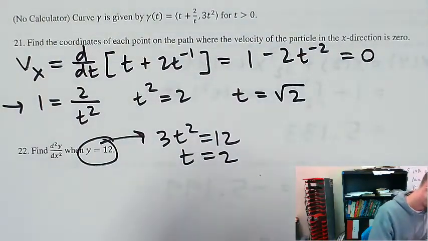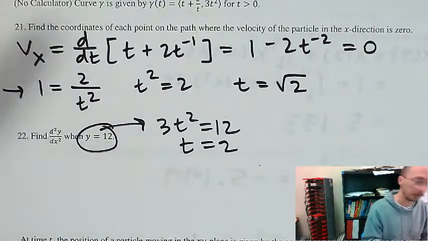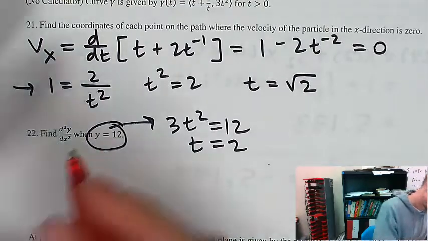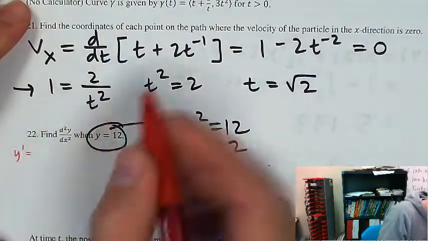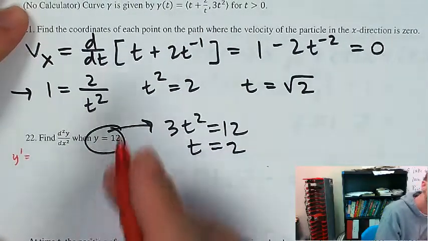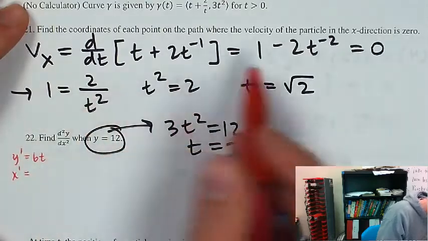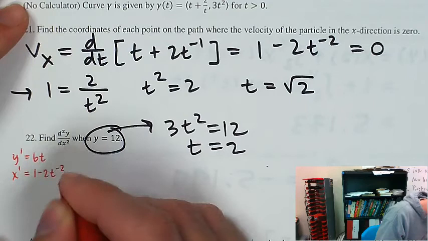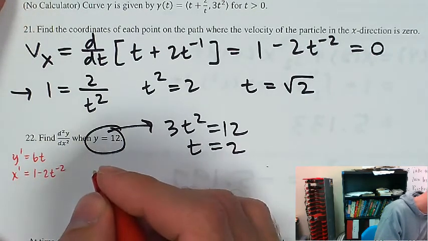Now I need to say, all right, well, dy/dx, I can already tell I'm going to need more room, so I'm going to switch to a thinner pen. So y prime equals 6t. I'm going to take that derivative. x prime, we already took that derivative. That was 1 minus 2t to the negative 2.